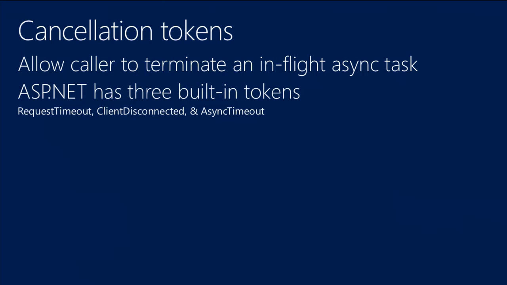Fortunately, ASP.NET makes this really easy. We have 3 built-in tokens for us to use. Request timeout is an obvious one. If our request times out, then we have a cancellation token that we can use to kill any pending async work. Client disconnected might be when I close the web browser, and therefore I don't need the results of the request. And there's also a new asynchronous timeout. This is an individual timeout for asynchronous operations. So I can say that no async operation that runs in my page should take more than 300 milliseconds to complete.